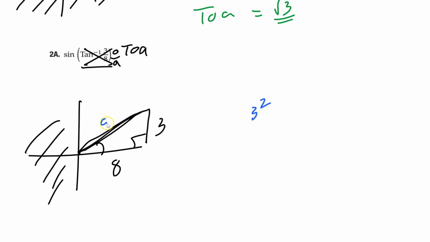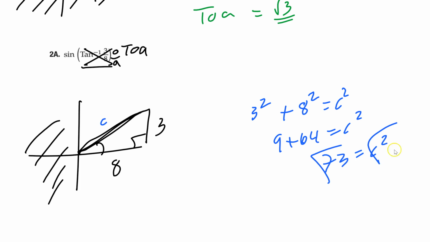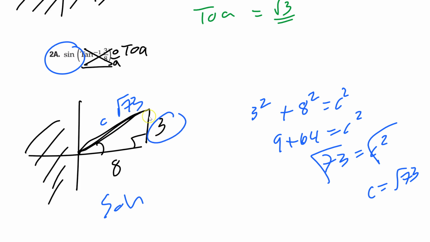Remember, this is always c. So 3 squared, a squared plus b squared equals c squared. 9 plus 64 equals c squared. 73 equals c squared. C equals radical 73. And then if I want sine, it says SOH. Opposite over hypotenuse. And that's the idea, right?